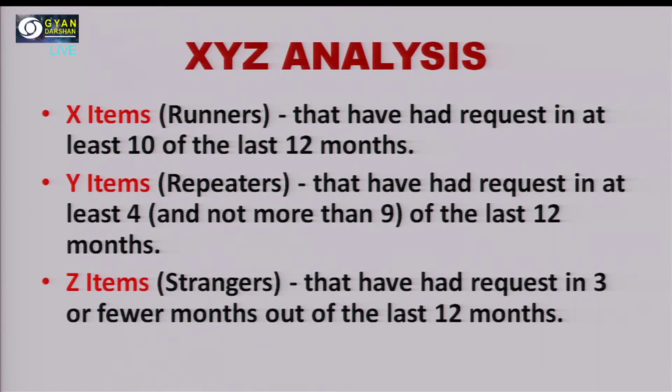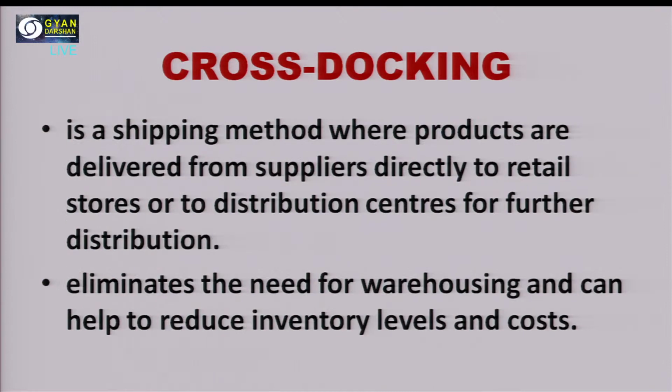Now just see XYZ items. X items are also called runner items. They are requested at least 10 out of 12 months or more, meaning a minimum of 10 times they will be requested for procurement. Y items are requested at least 4 times, but not more than 9. Z items are those which get requests at least 3 times in 12 months.